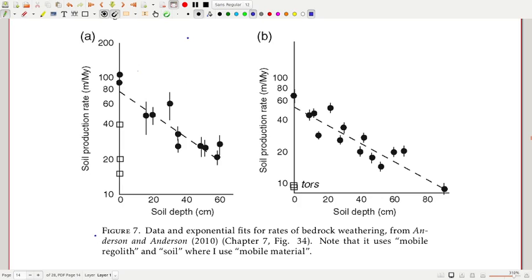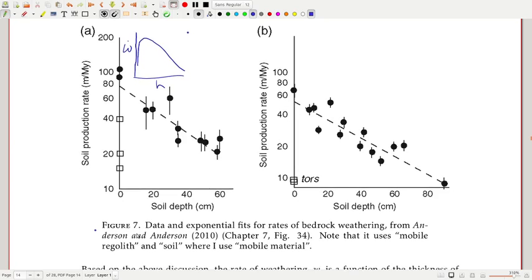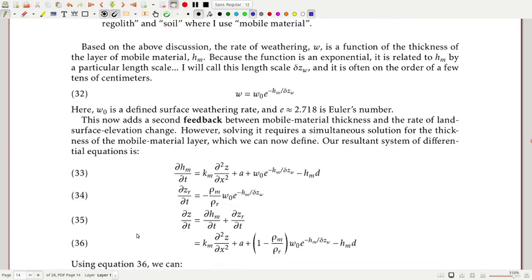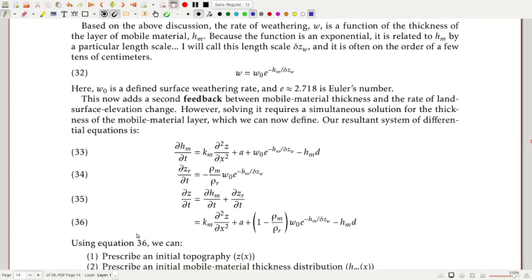So the hump function might look something kind of like this, where there's a weathering rate, and then this is depth of material. And those data above are gained from working with cosmogenic radionuclides, which are able to track erosion rates and help us with dating. I'm not going to get into that right now, but that's just a really important tool that we have in geomorphology. So based on this above discussion, the rate of weathering is a function of thickness of the layer of mobile material.